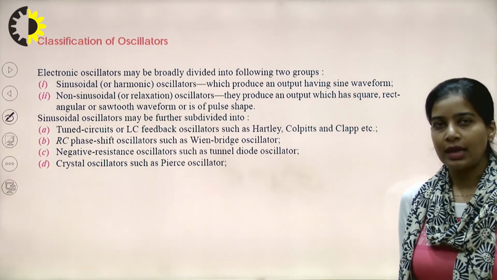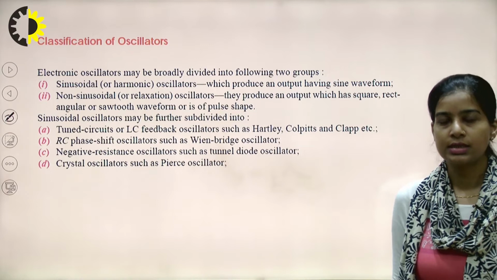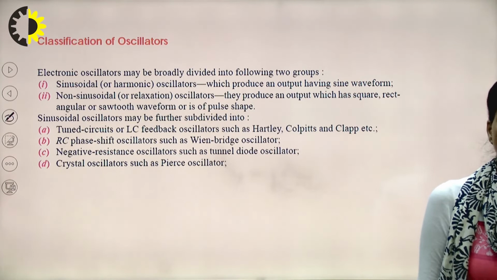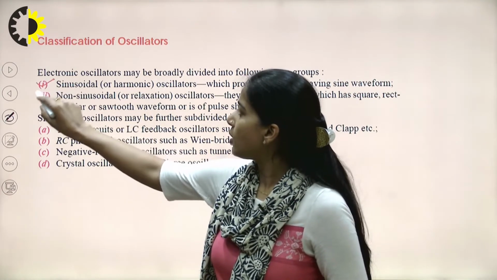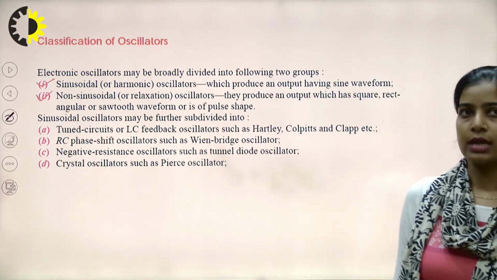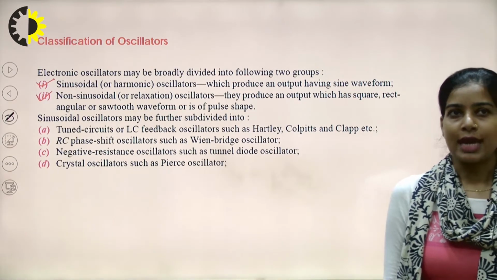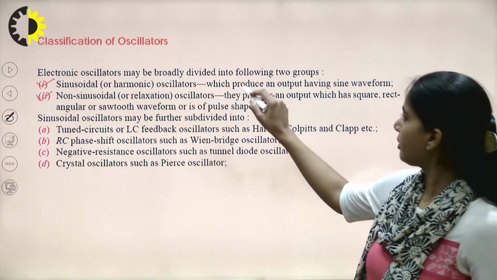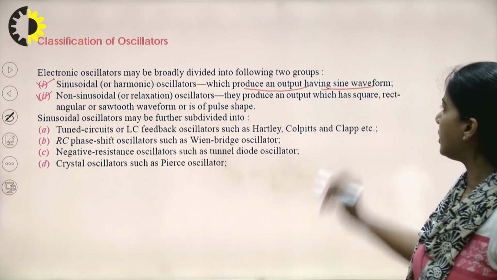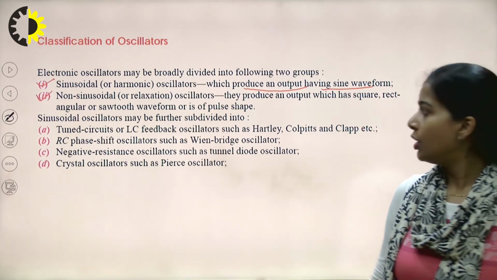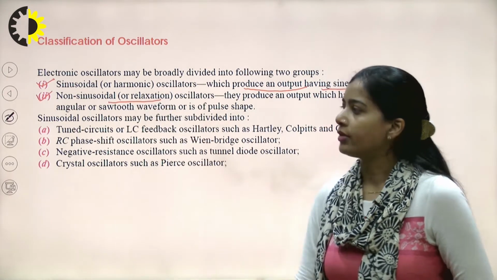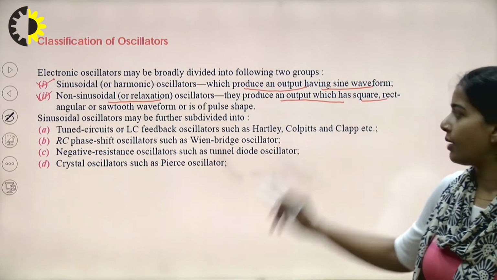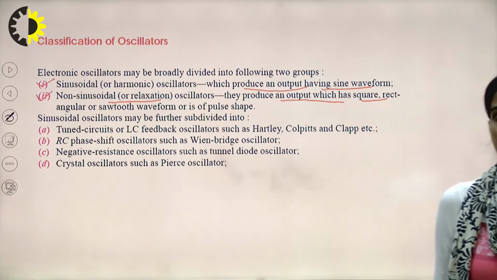We have different classifications of electronic oscillators, which may be broadly divided into two groups. One is the sinusoidal oscillator, the second is the non-sinusoidal oscillator. The sinusoidal oscillator is also called a harmonic oscillator and produces an output having a sine waveform. The non-sinusoidal or relaxation oscillator produces an output which has a square, rectangular, or sawtooth form or pulse shape.